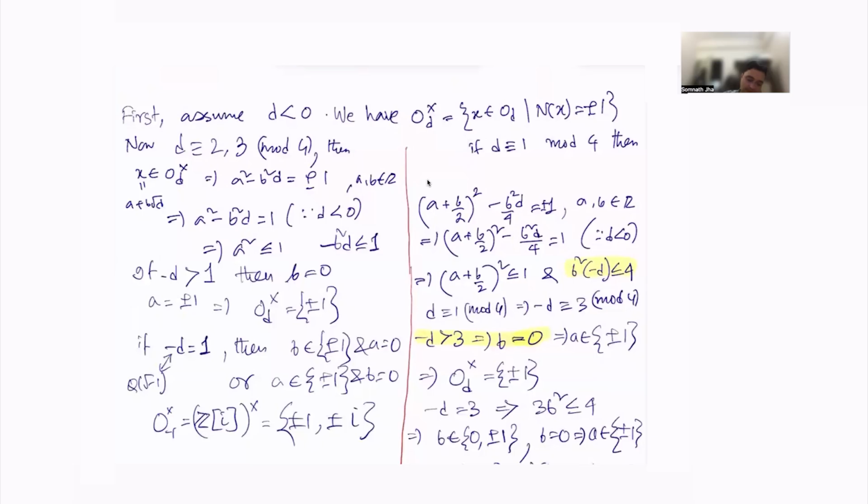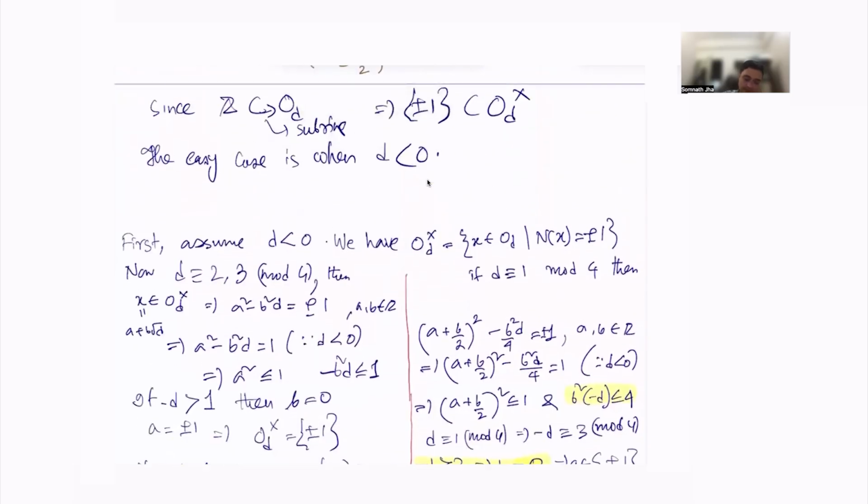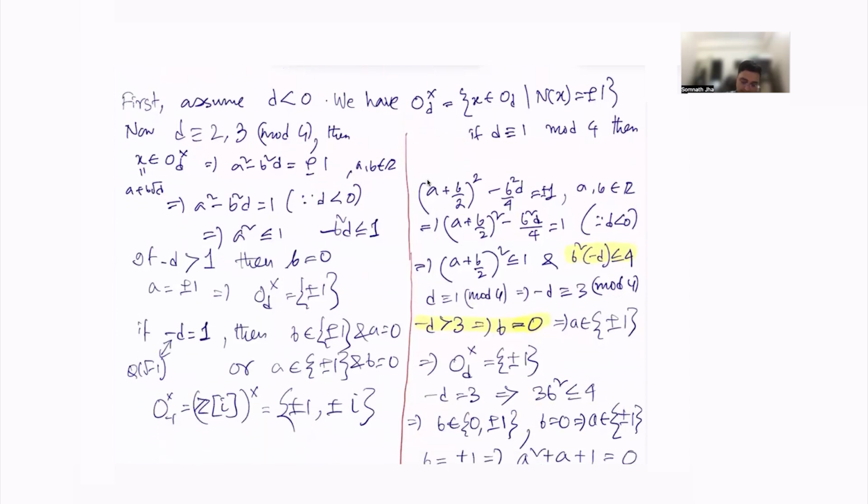This group is also, by the way, cyclic, right? The earlier one is isomorphic to Z mod 2Z. Here, although it has four elements, this is actually isomorphic to Z mod 4Z, presented, for example, by i.